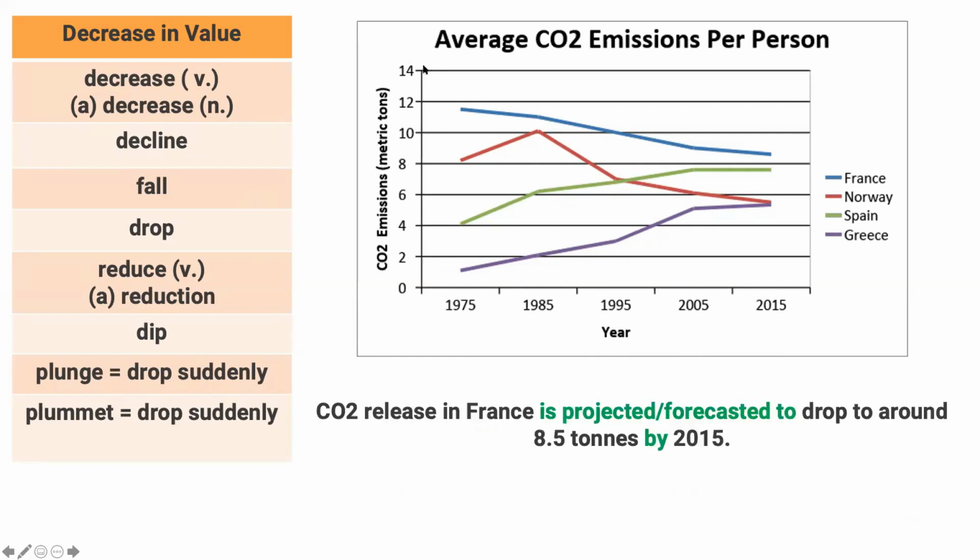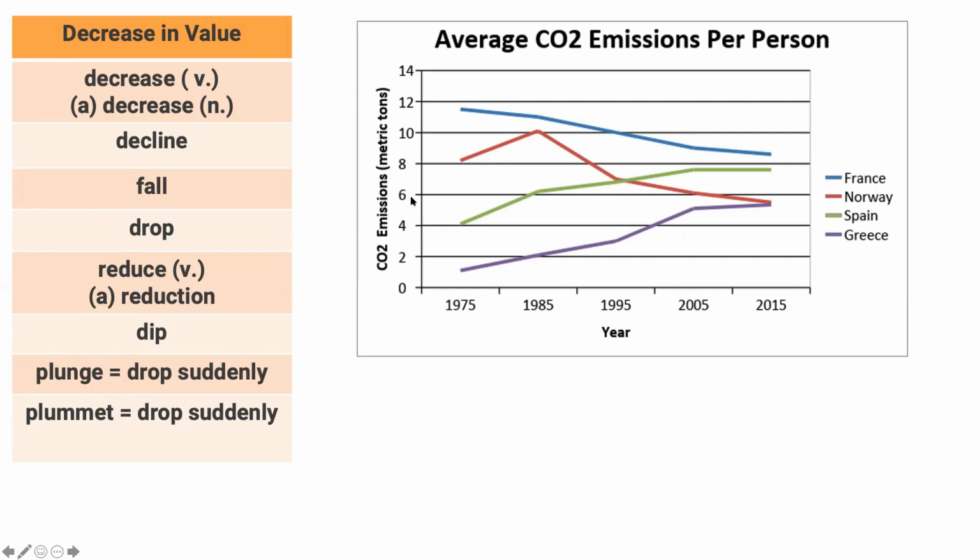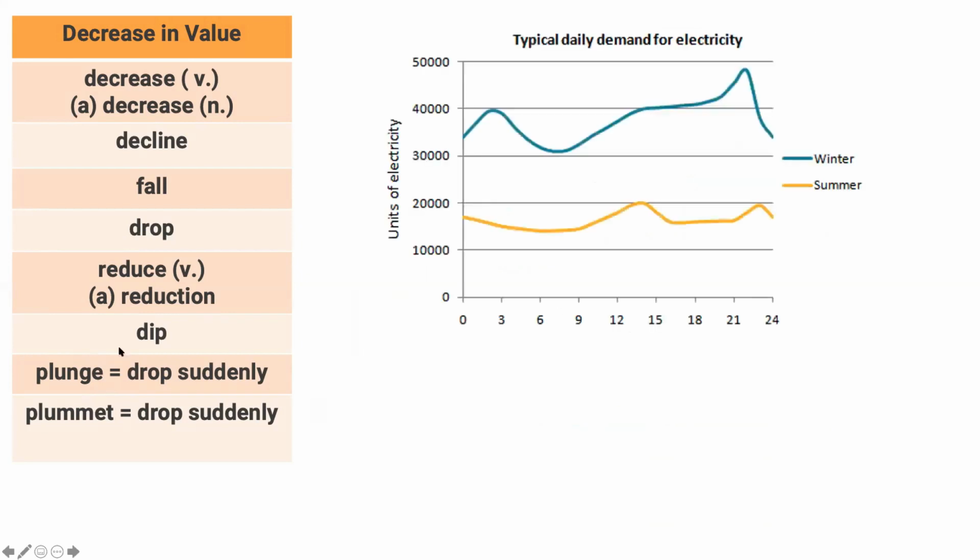Let's just take a quick shift here and look at future changes. So if you imagine that you are taking the exam in 2014, for example, 2015 would be in your future. And so you could write something like CO2 release in France is projected or forecasted to drop to around 8.5 tons by 2015.